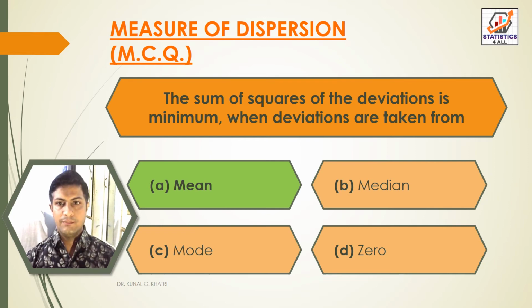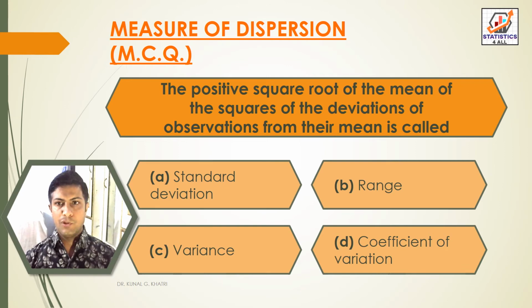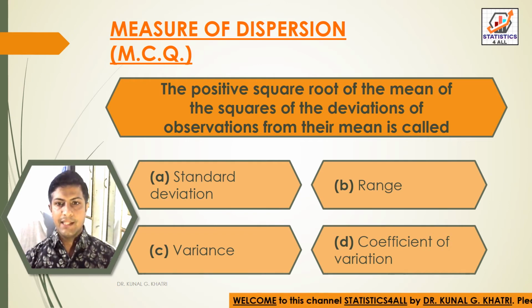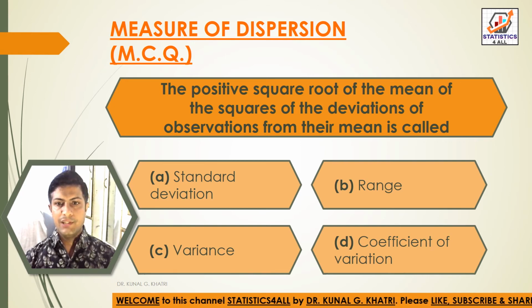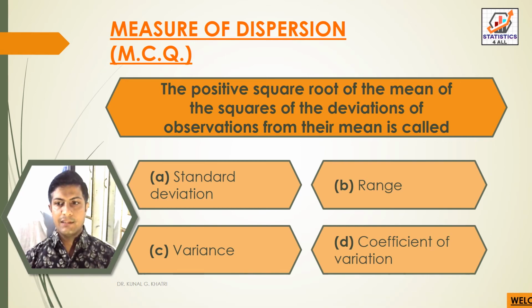Next question. The positive square root of the mean of the squares of the deviations of the observations from their mean is called option A standard deviation, option B range, option C variance, option D coefficient of variation. So here we have answer option A standard deviation. The positive square root of the mean of the square of the deviations of observations from their mean is called standard deviation.